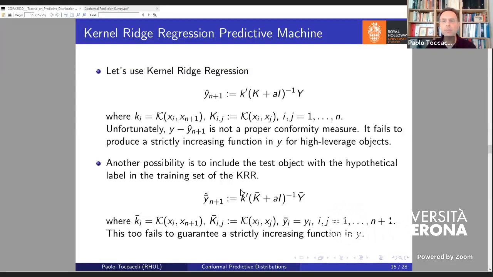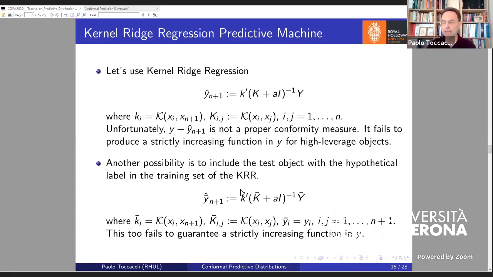So the conformity measure, our first attempt, which is simply the discrepancy between the hypothetical value y and the value that we predict for y for the test object x with n+1. It's not a proper conformity measure in the sense that it fails to produce a strictly increasing function in y for high leverage objects.